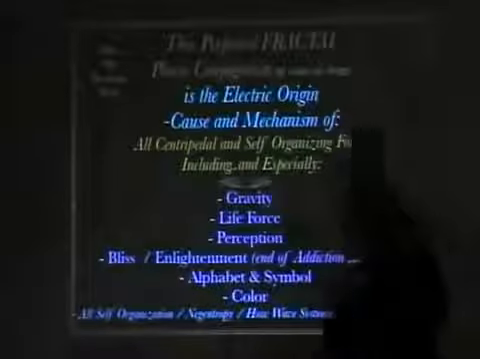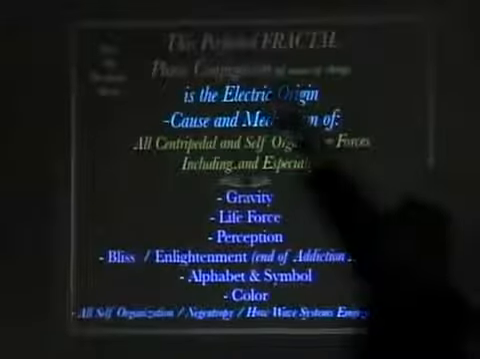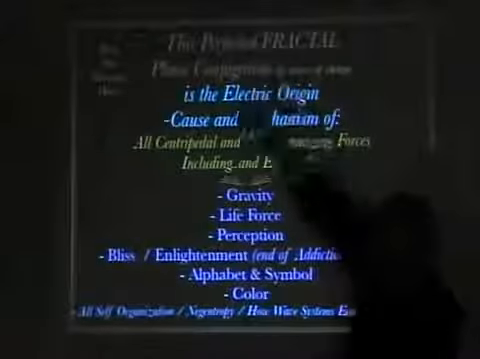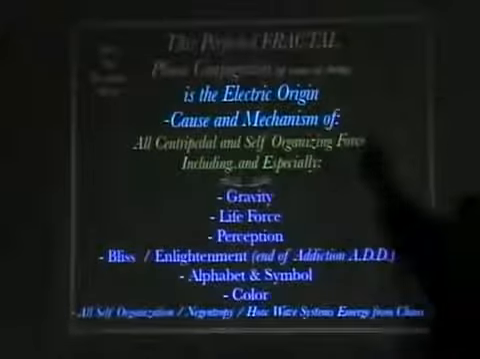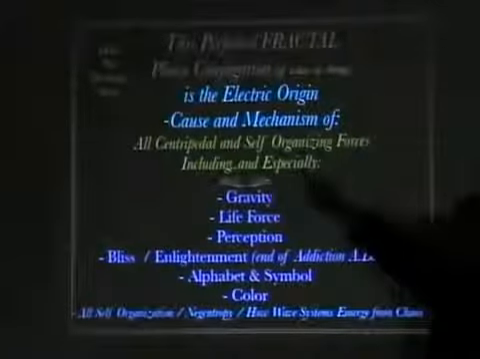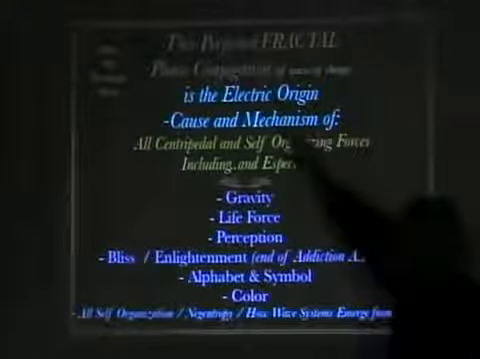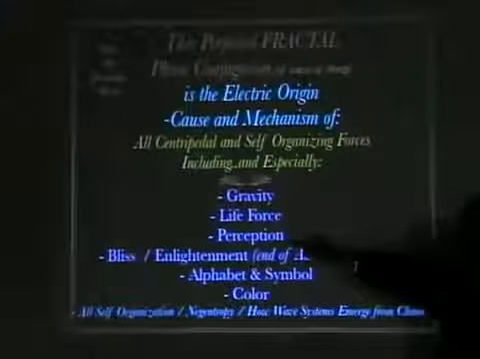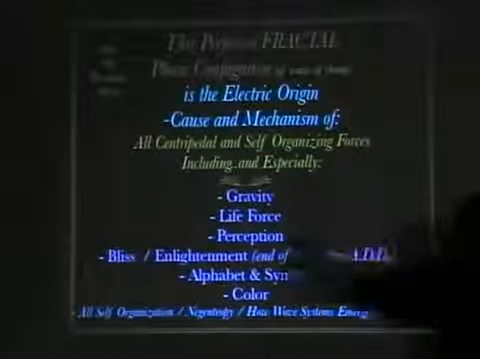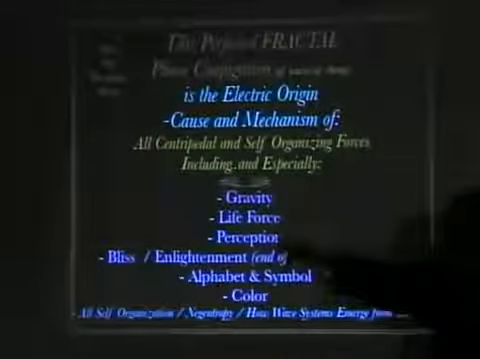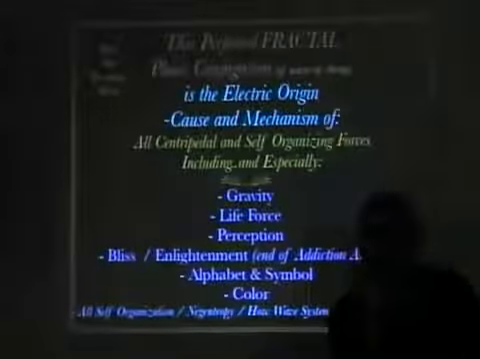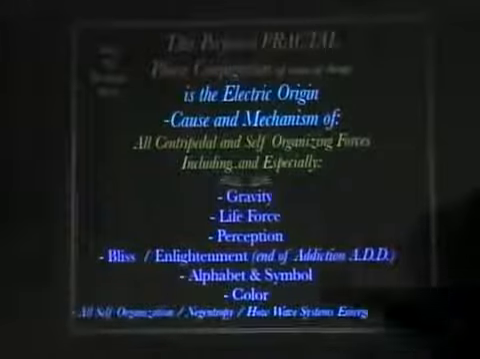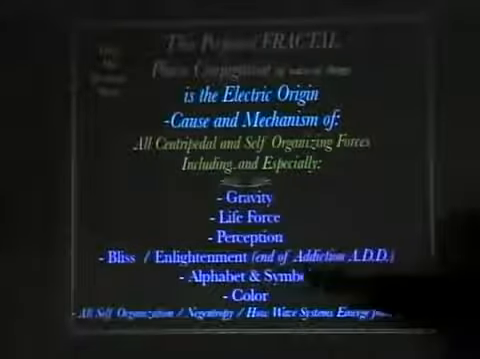So what we're saying specifically is that the perfected fractal phase conjugation, means waves that can add and multiply using golden ratio, is the electric origin, cause, and mechanism of all centripetal and self-organizing forces, including and especially the electric cause and mechanism of gravity, life force, perception. The reason there is perception is because your brain waves phase conjugate. That's why if you sit under a sacred tree, the fractal electric field causes your vision to get sharper, and you can maybe have your new clairvoyance. This is the electric cause and origin of enlightenment and bliss.